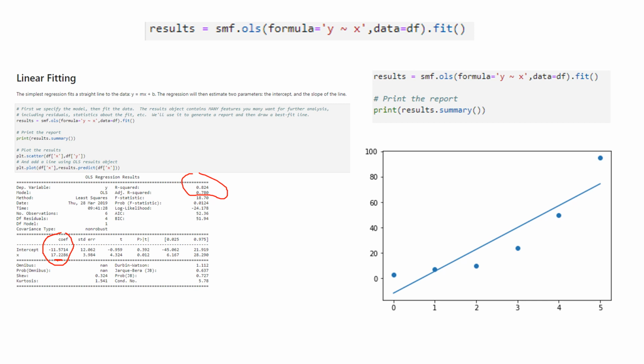One of the things that's going on here that we need to talk about is this. The formula that's describing the relationship is probably the most important part of this code, and also probably the newest and the strangest. So let's dig in a little bit to talk about what that is. Y tilde x.